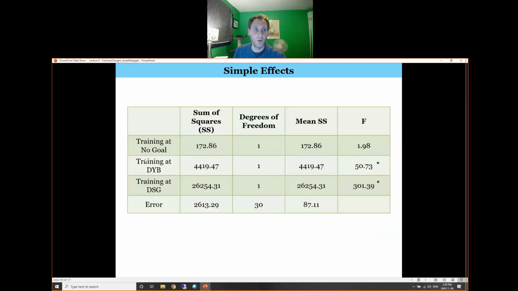Thus, there was no effect of training at the no goal condition. That line, even though it trended down slightly, was non-significant. That downward trend was just sampling error. But the training at do your best condition was significant, which I've indicated with an asterisk. And same thing for the training at the difficult specific goal condition, because these values are greater than our F critical value.